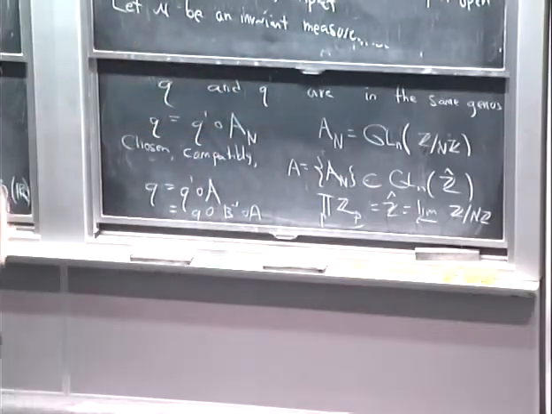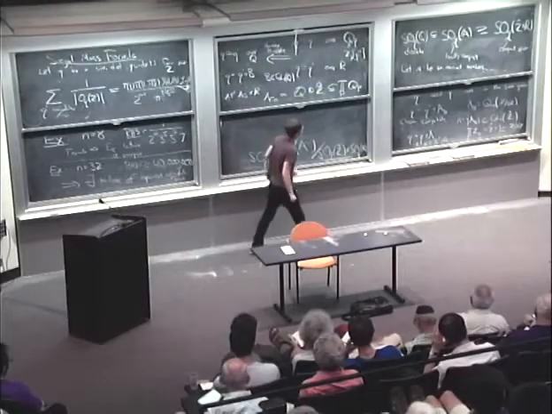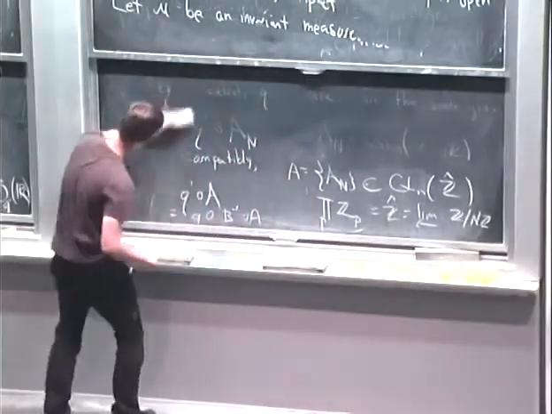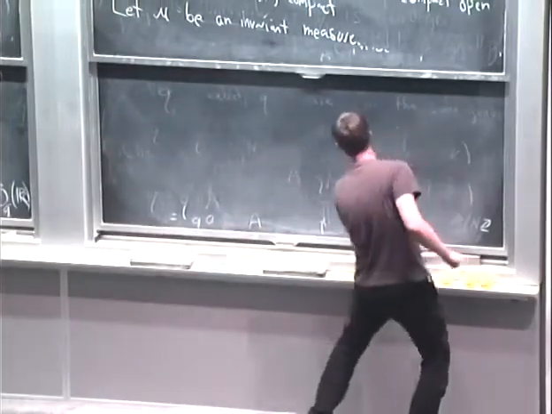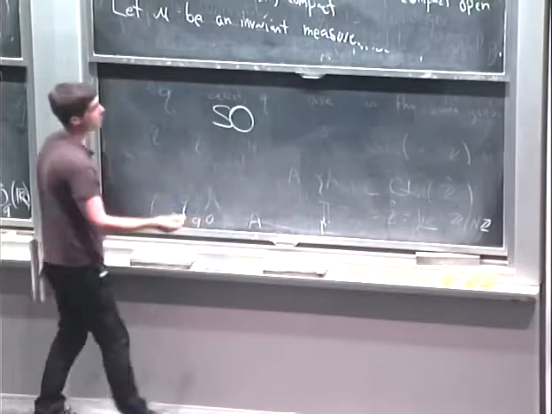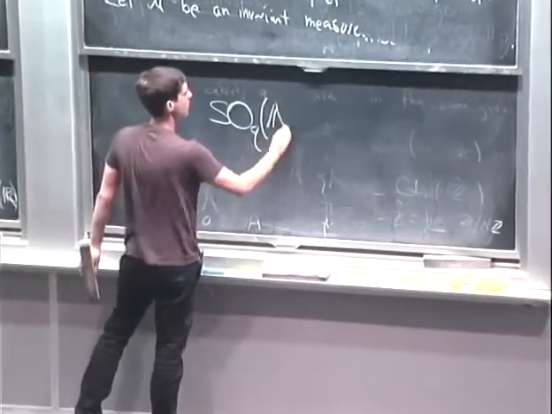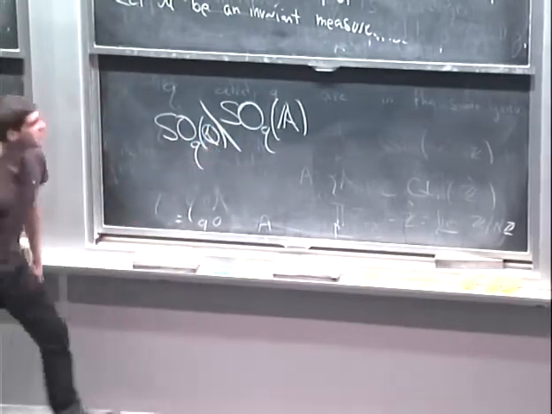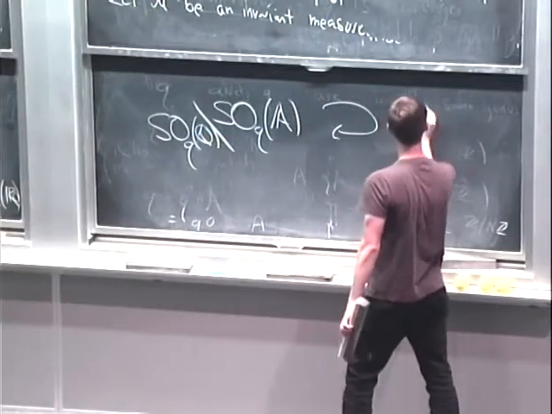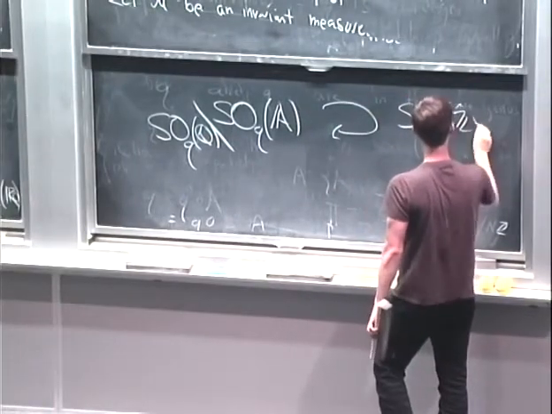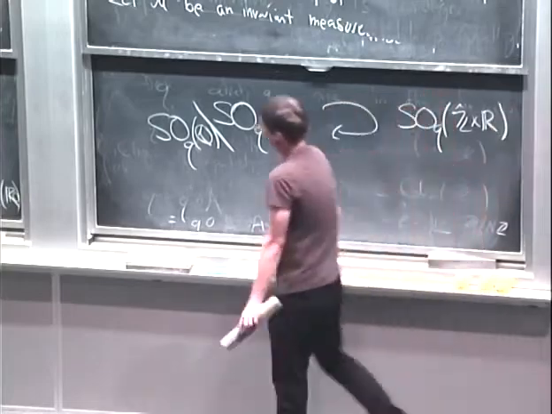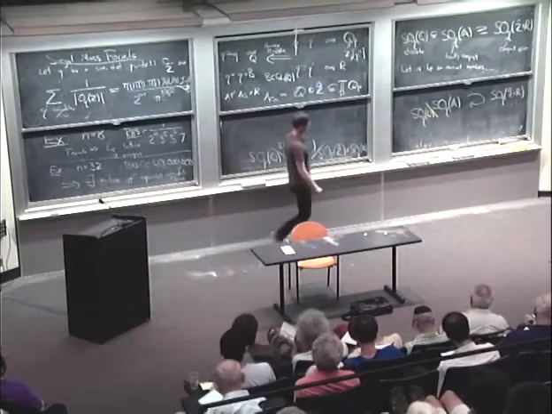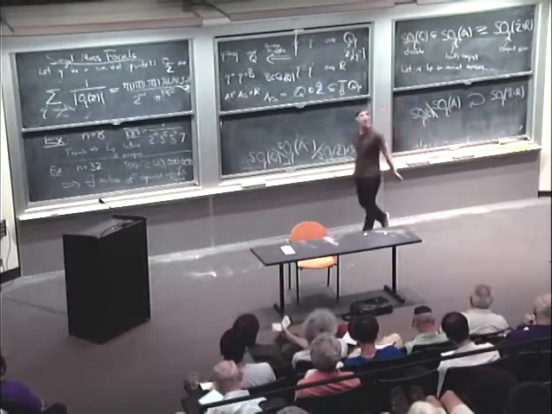So mu, I can think of it as a measure on SO_Q of the adeles, but it descends to a measure on the quotient of SO_Q of the adeles by this discrete subgroup. So let's consider just the set of left cosets, SO_Q of the adeles modulo SO_Q of the rational numbers. And this is acted on by a compact group, namely SO_Q of Z hat cross R. And the cosets, we're trying to count how many double cosets there are, those can be identified with the orbits of this group action.